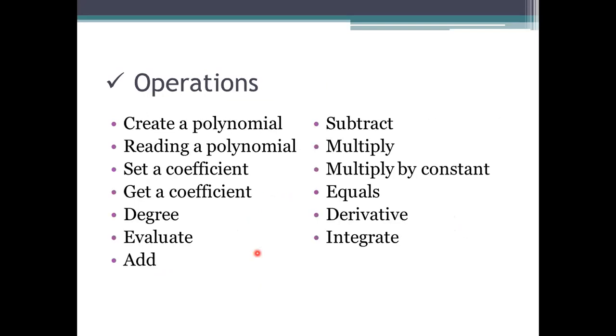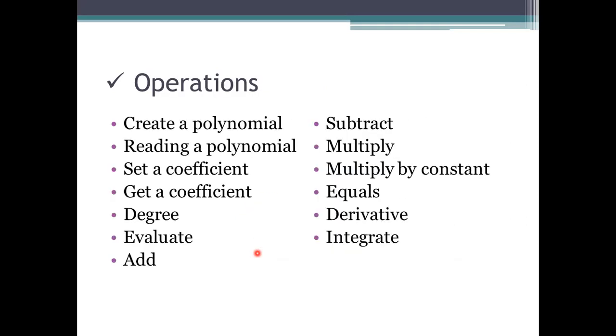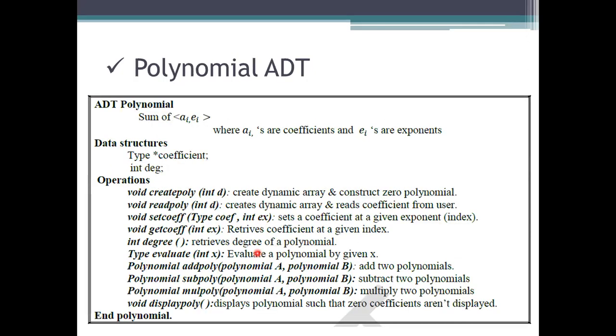And coming to the next topic, the operations to be performed on the polynomial. We can create a polynomial, read a polynomial, and set a coefficient, which means you give the coefficient for further processing. For example, take 4x cube. You enter the degree of the element, which is 3, and then enter the coefficient of that element, which is 4. These operations are performed by the polynomial ADT, and we are also using the array ADT representation.